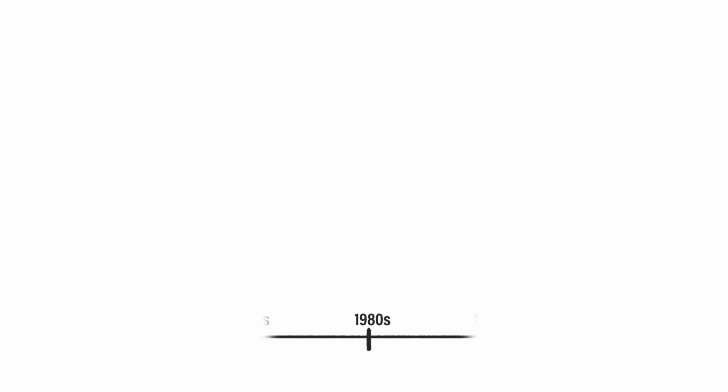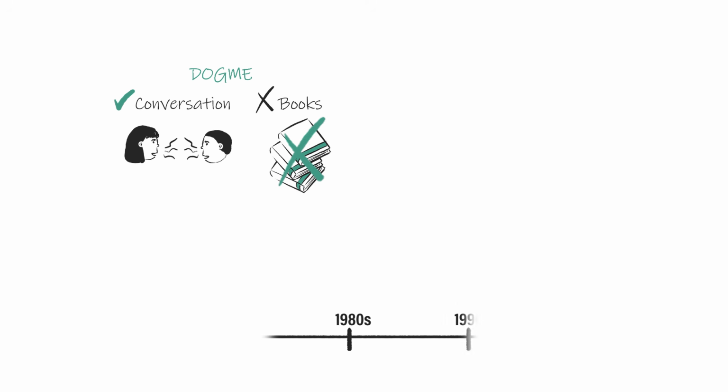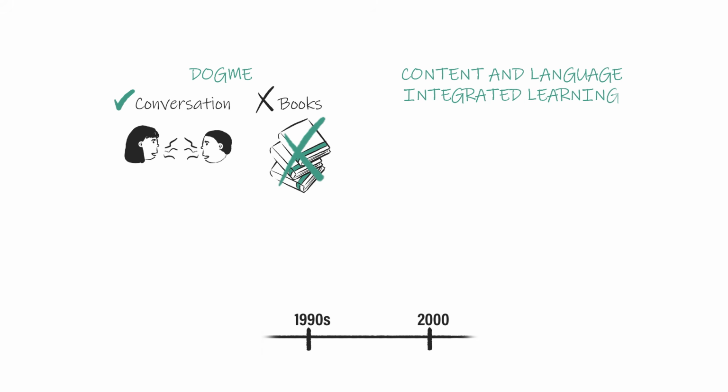Finally, more recently, other innovative methods have arisen, such as dogme, which encourages teaching without textbooks and focusing on the language that emerges from conversation. Another method that has become quite popular is CLIL, or Content and Language Integrated Learning. In CLIL, curriculum content and foreign languages are taught together.